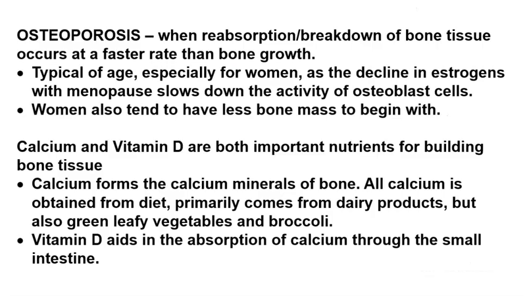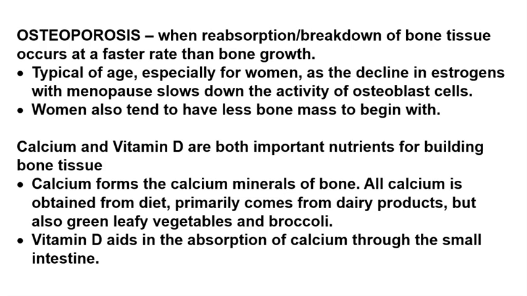So a few things that we'll take a look at before we wrap up this module are bone diseases, particularly osteoporosis. Osteoporosis is a condition where the reabsorption or the breakdown of bone tissue by those osteoclasts occurs at a faster rate than the growth of bone by the osteoblasts and the osteocytes.